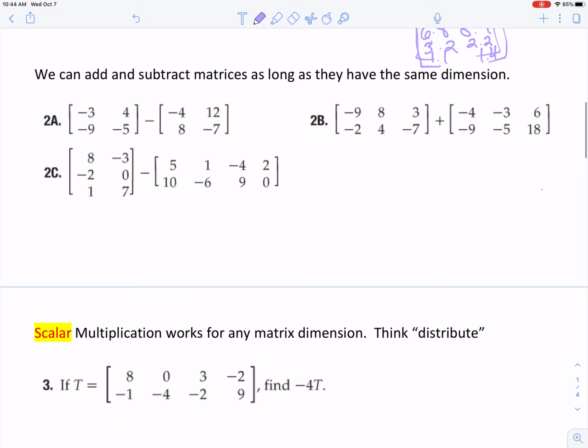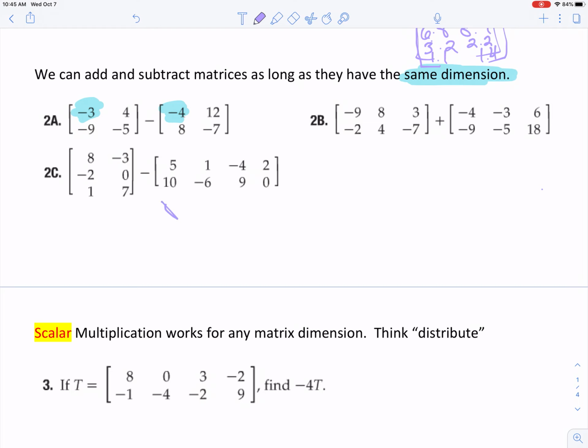So we can add and subtract matrices together as long as they have the same dimension. That is the key that we have to follow. They must have the same dimension. And then basically you just add the stuff that's in the same spot or subtract it, whatever it is. So like on 2A, -3 and -4. You see how they're both in the first row, first column? Those are the ones you can add together, assuming they're the same dimension.